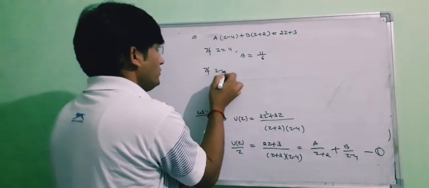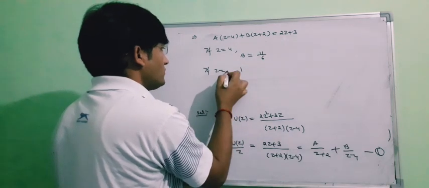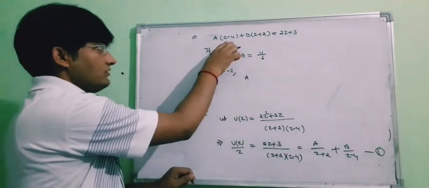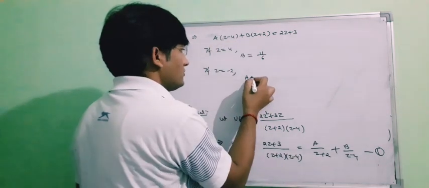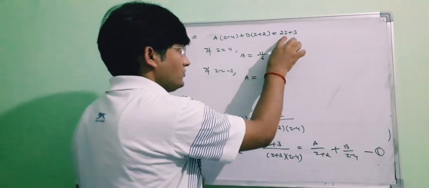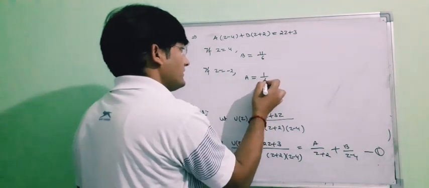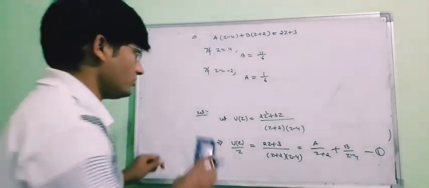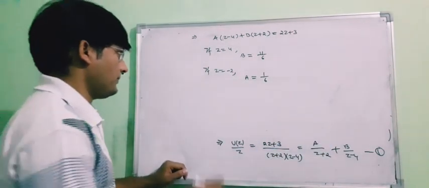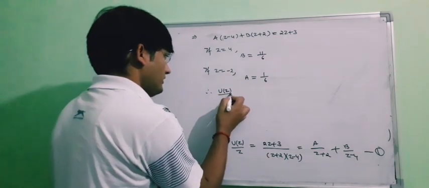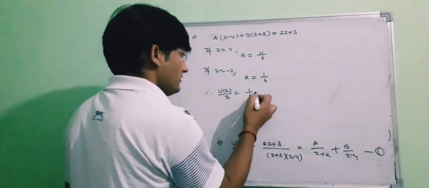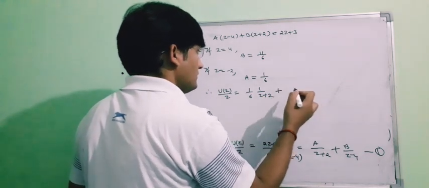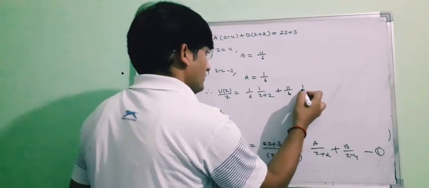If z equals minus 2, then A, if z is minus 2, so then this will be minus 6. So now this is minus 2, so this will be 1 by 6. So our A is 1 by 6 and B is 11 by 6. Therefore U(z) upon z will be A is 1 by 6 times 1 upon z plus 2, then B is 11 by 6 times 1 upon z minus 4.